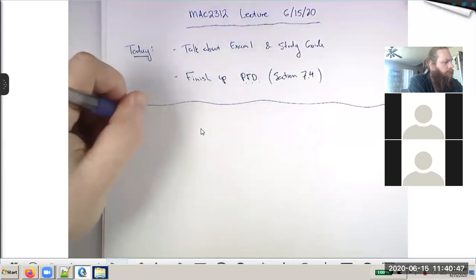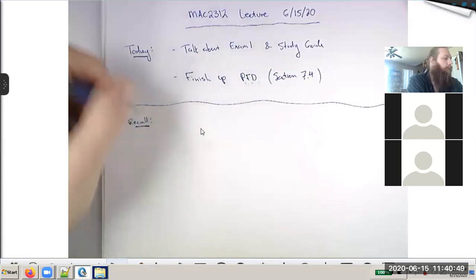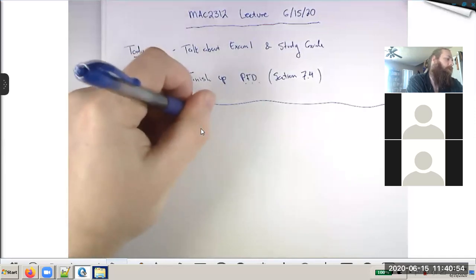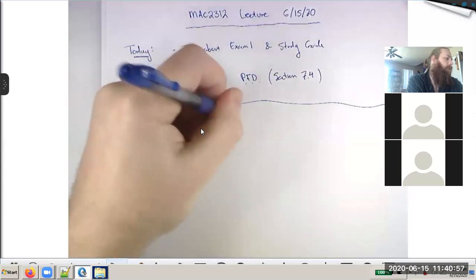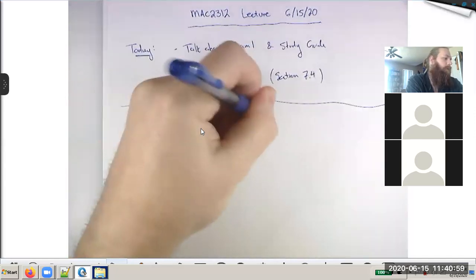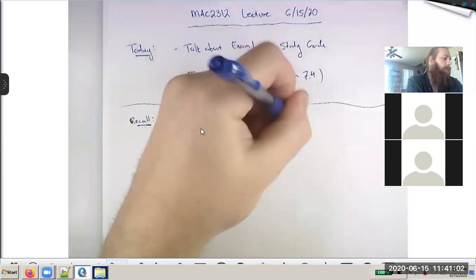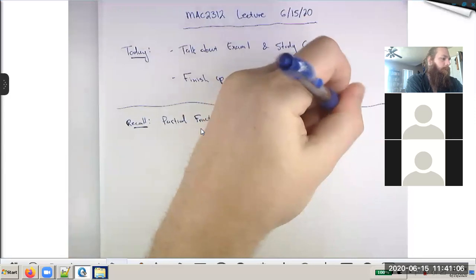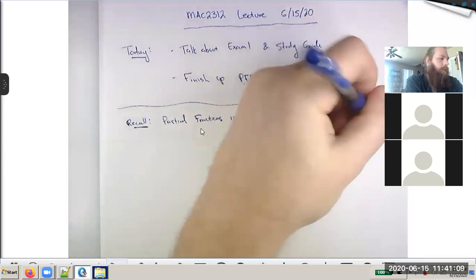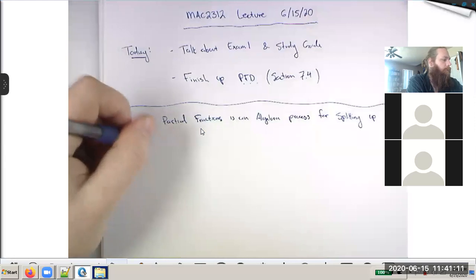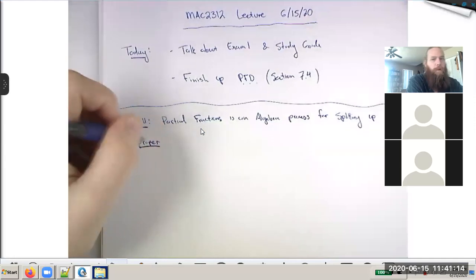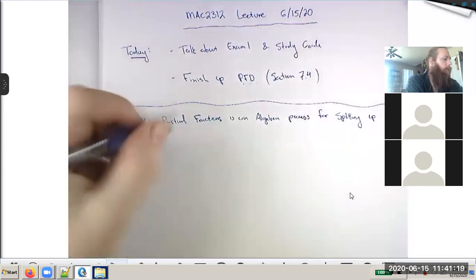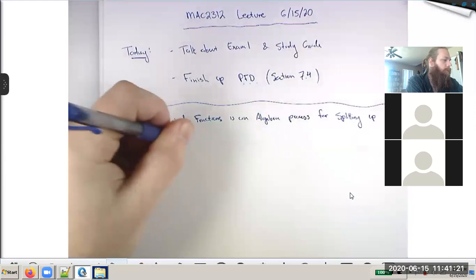So recall, partial fractions is an algebra process for splitting up proper rational functions. And remember what we mean by proper: degree of the top is strictly less than the degree of the bottom.